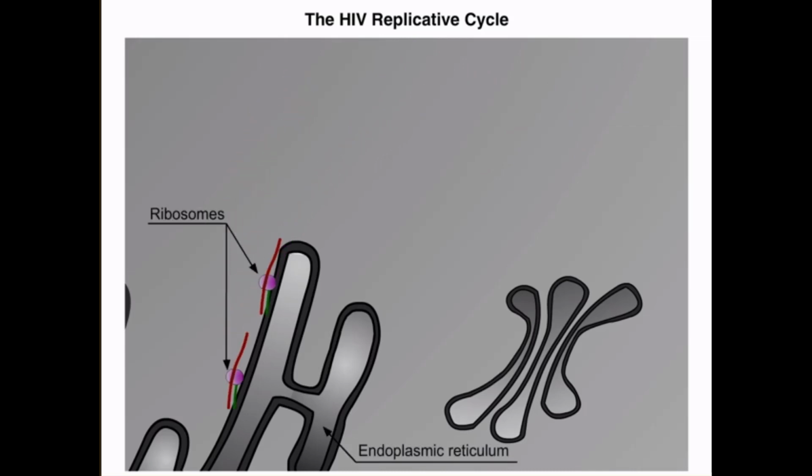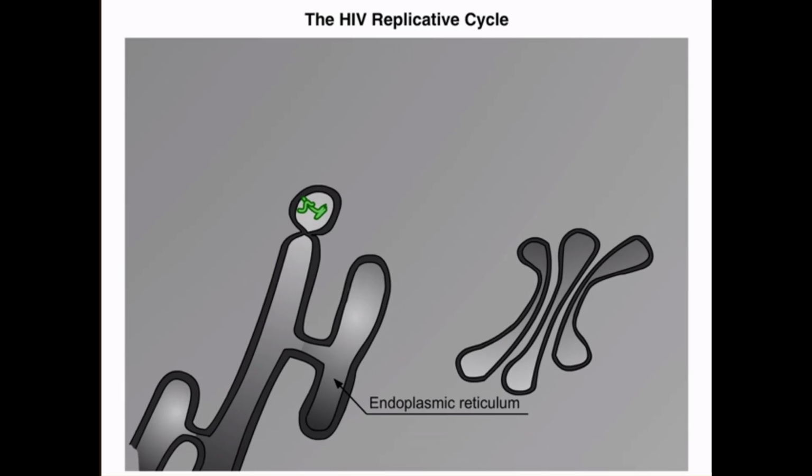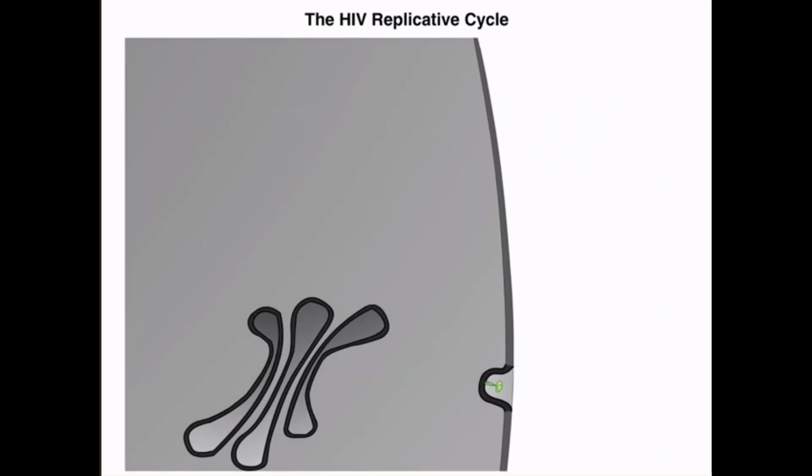Ribosomes on the endoplasmic reticulum translate the RNA molecules that contain sequences for viral envelope proteins. These proteins are transported to the Golgi apparatus, where they are processed. The proteins then move to the plasma membrane and are embedded there. Free ribosomes translate other viral mRNAs.